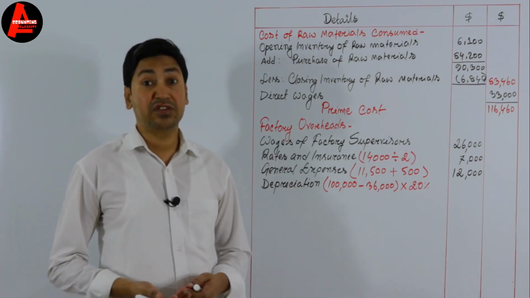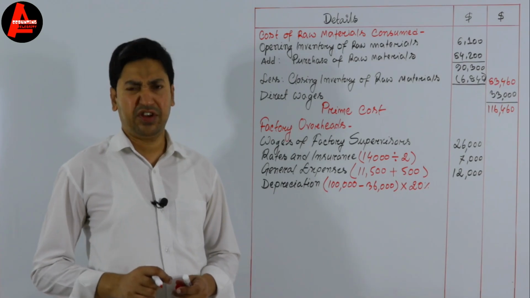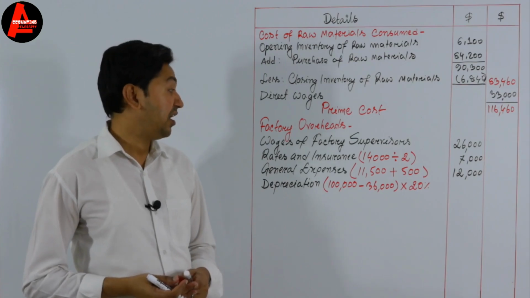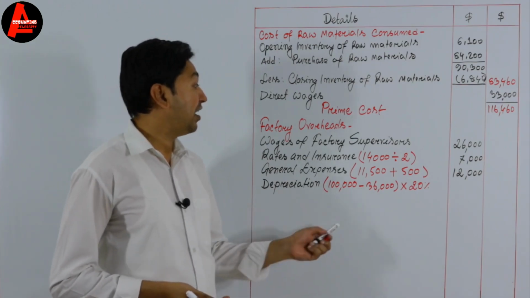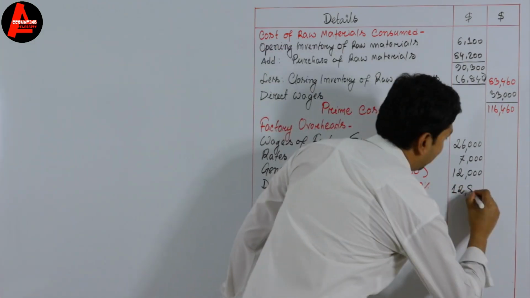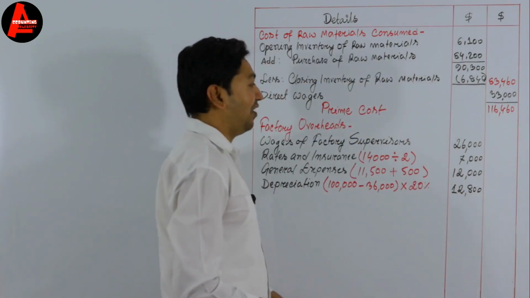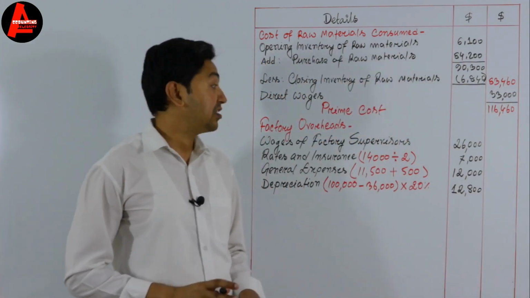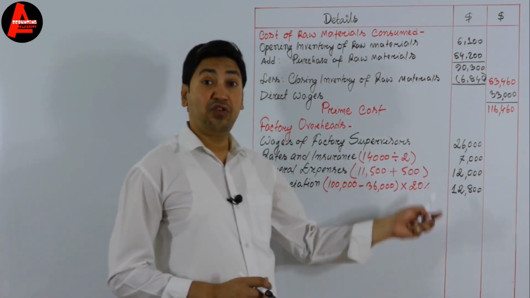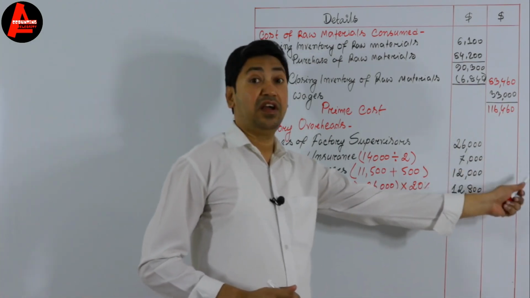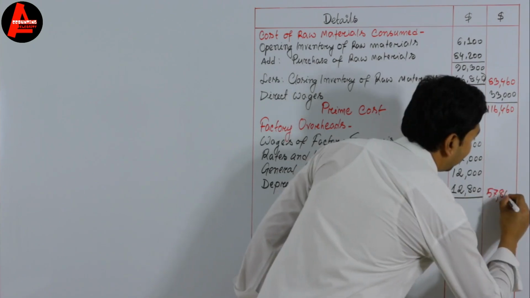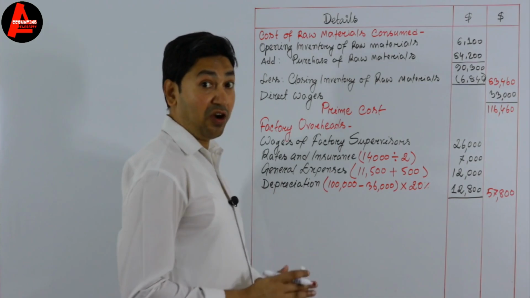If you are confused about depreciation, I have so many video lessons on this topic, on depreciation. You can check out my channel. Now if we calculate, we get here $12,800. So these are 4 factory overheads we have on this question. Now we will add all these 4 items and write the outer column. We get $57,800.